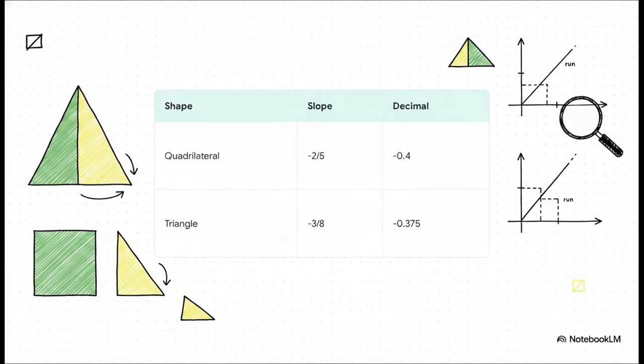Well, the secret is in the math, not what your eyes are telling you. If we compare the slopes of the upper edges of the 2 shapes making up that hypotenuse, we uncover the truth. The green quadrilateral has a slope of -2/5, or -0.4.